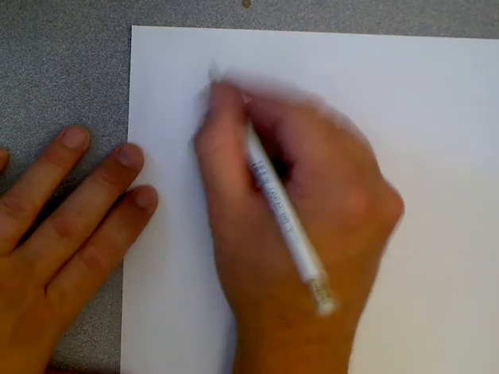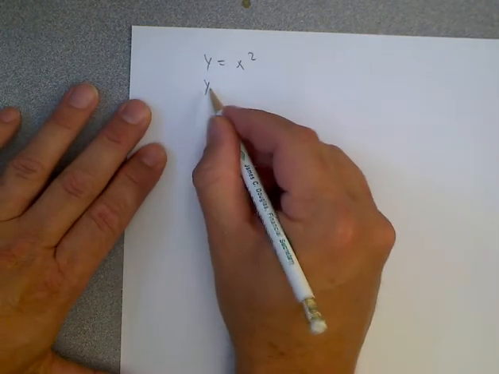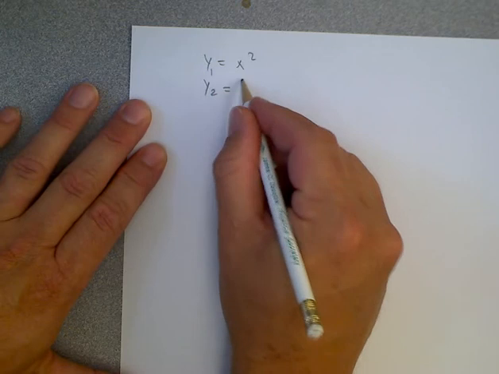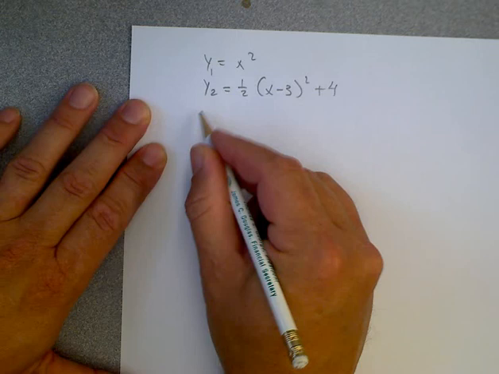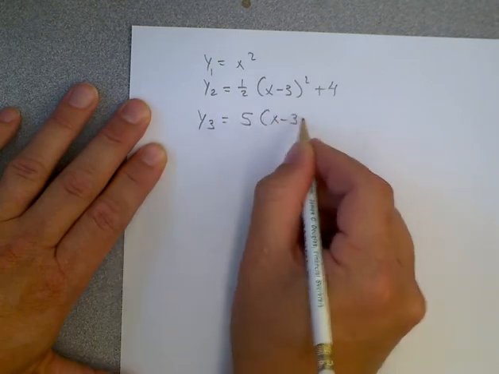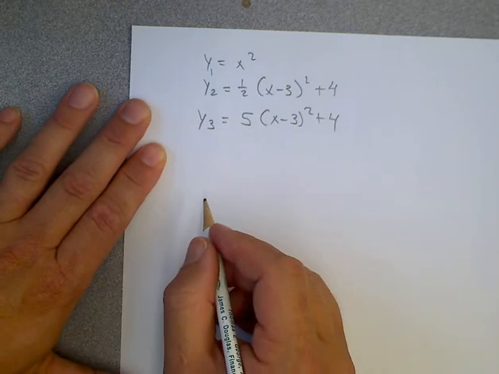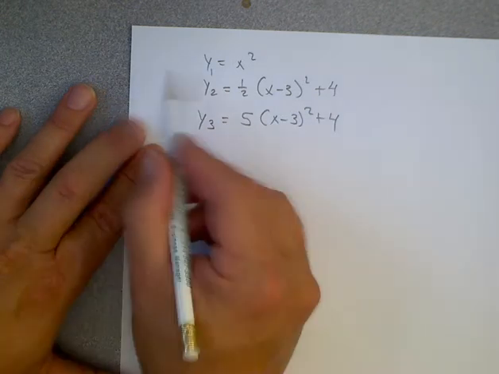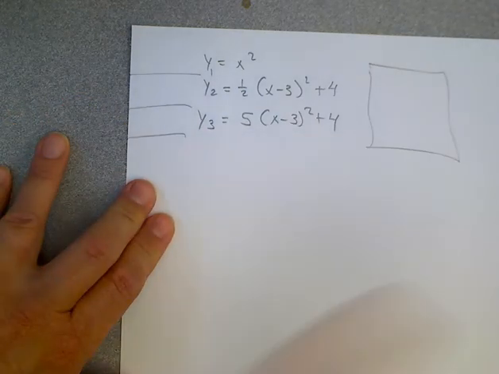Only about two more before I turn you loose with the Interact Math, and that is y equals x squared, y2 equals 1/2 x minus 3 squared plus 4, y3 equals 5 x minus 3 squared plus 4. List the transformations, paste in a screenshot.